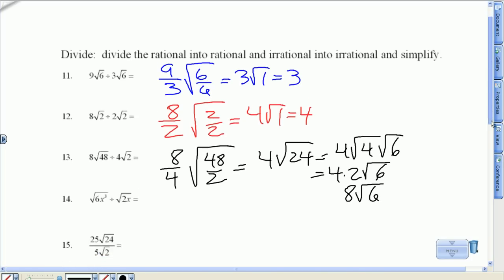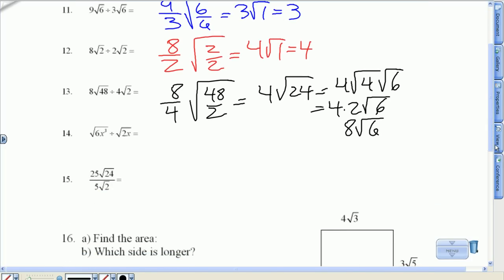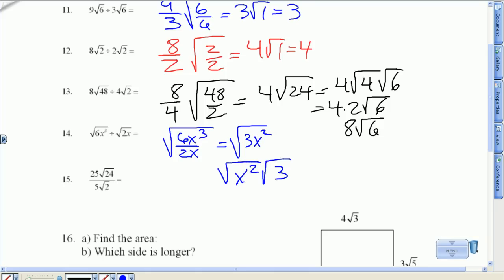For problem 14, switch colors here so you can see it a little bit better. We do radical 6x cubed over 2x. 6 divided by 2 is 3. X cubed divided by x is x squared. We split this up into what we can take the square root of and what we cannot. So we get x radical 3 is our answer here.